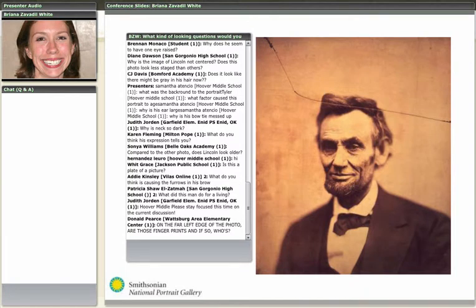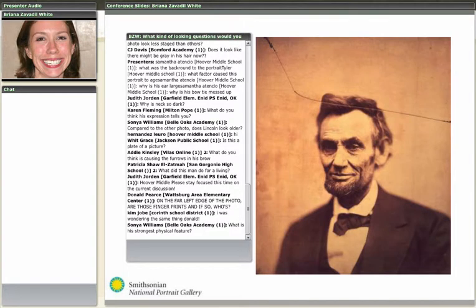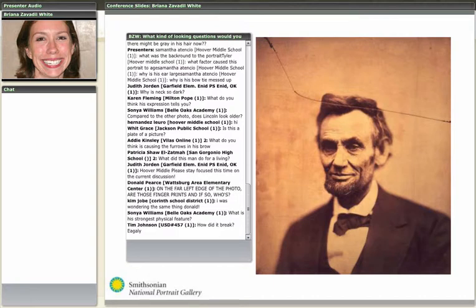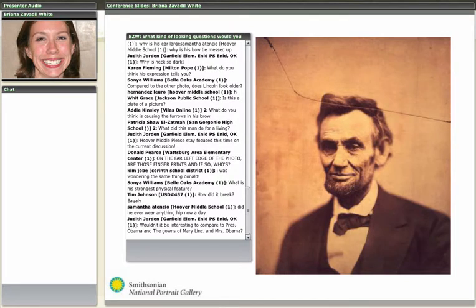So you start out with one student in the class and they say, I see a man, and they turn to their fellow student and they say, what do you see? And the next student says, I see a man and a tie. What do you see? And they turn to their next student. And you go on and on like that. And it really challenges students to, again, focus on the looking. Oh, and this is another great question from Sonia Williams. What is his strongest physical feature in this portrait? That is a great one.